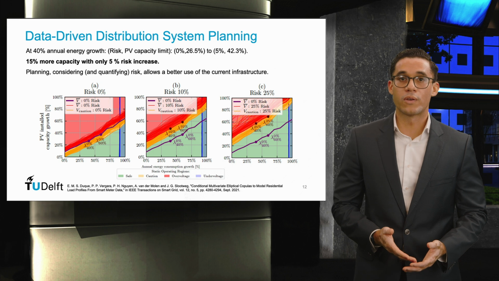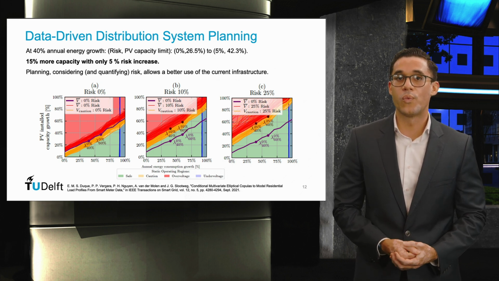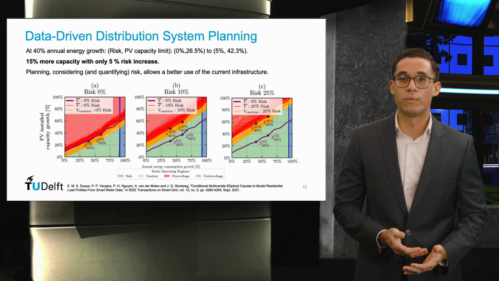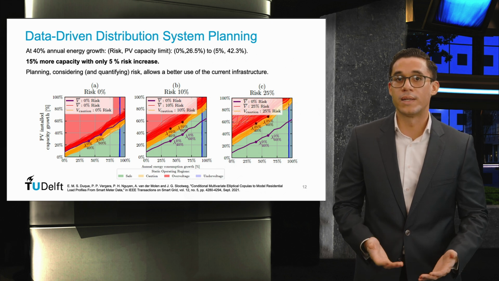Remember, we allow risk of voltage violation during planning. This doesn't mean that voltage violations will be accepted during real-time operation. Solutions to deal with voltage violations during operation are available, for instance, PV panel disconnection.